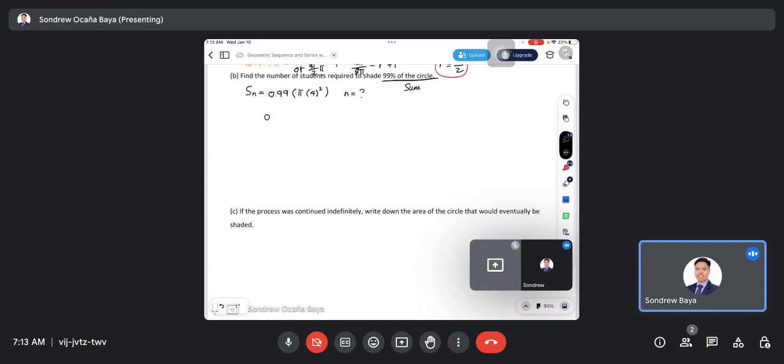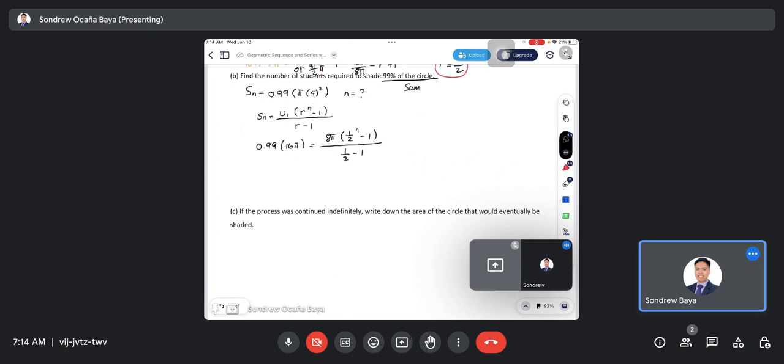let's try to write the formula first. S sub n is equal to u sub 1 times r to the power of n minus 1 over r minus 1. We know already u sub 1 and we also know r, so we can just go ahead: 0.99 times 16 pi equal to u sub 1, which is 8 pi, times half to the power of n minus 1, and then you have half minus 1.